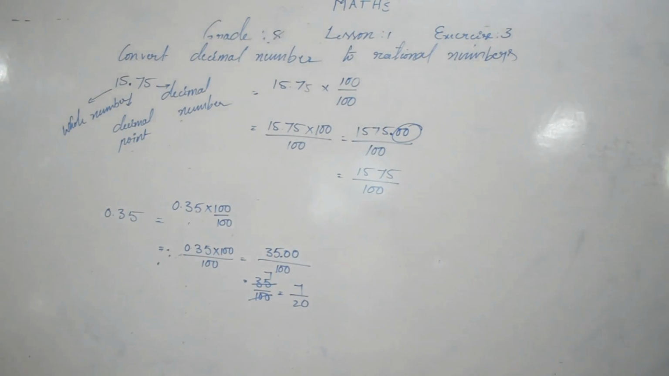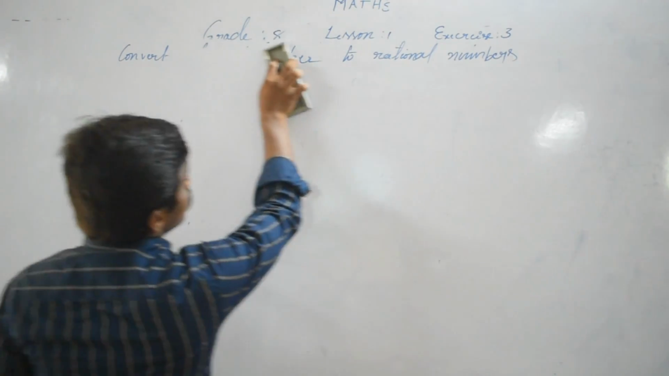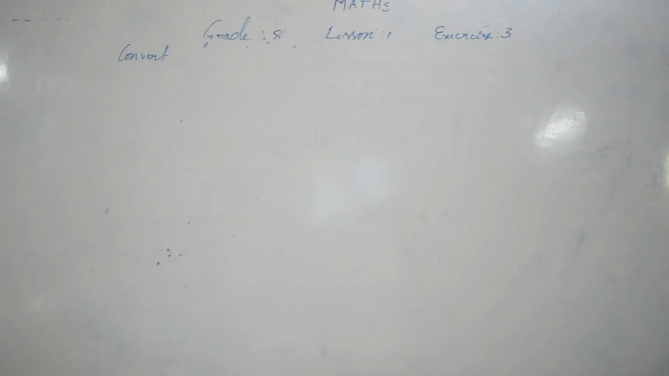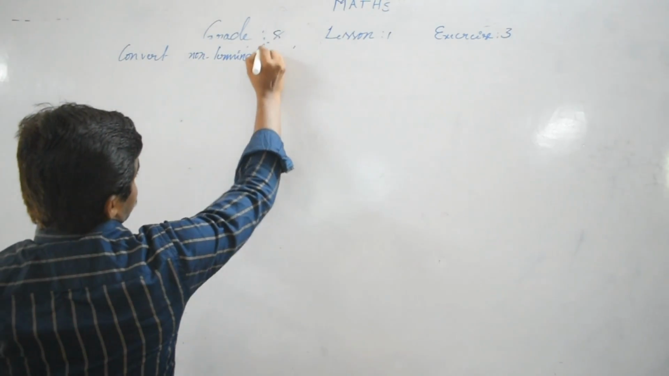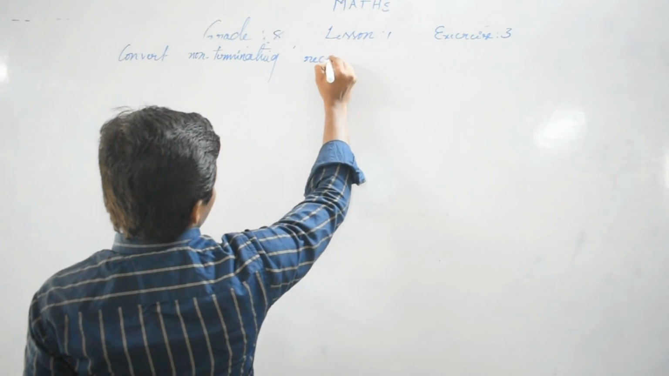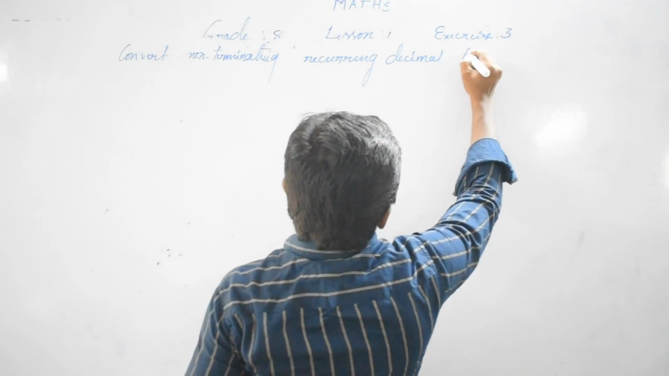Next one. Converting a non-terminating recurring decimal into a rational number.